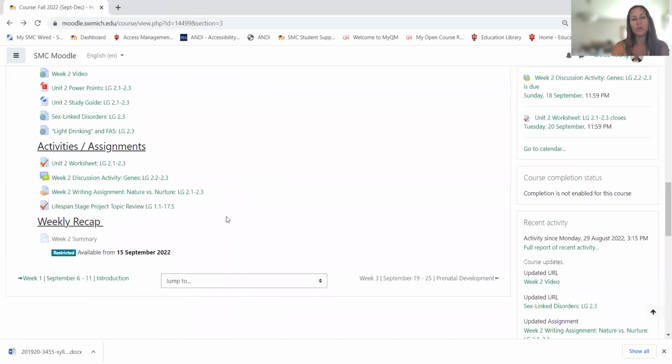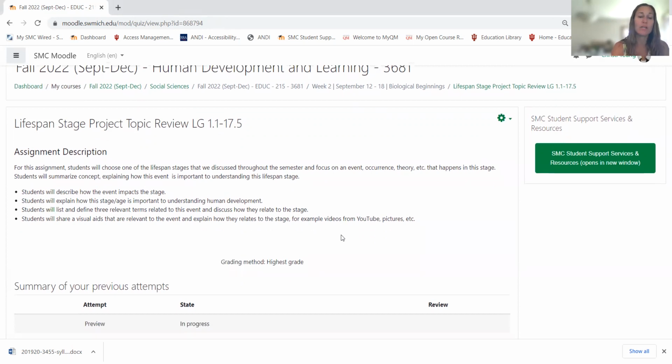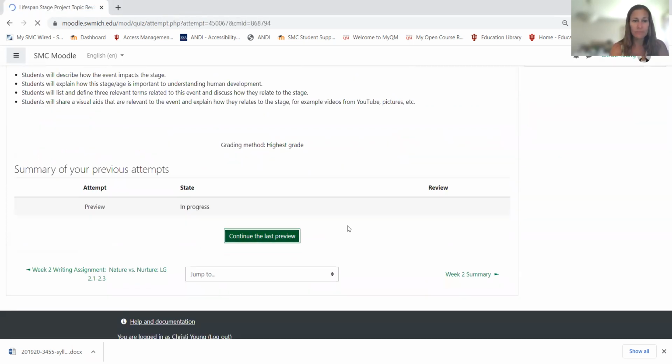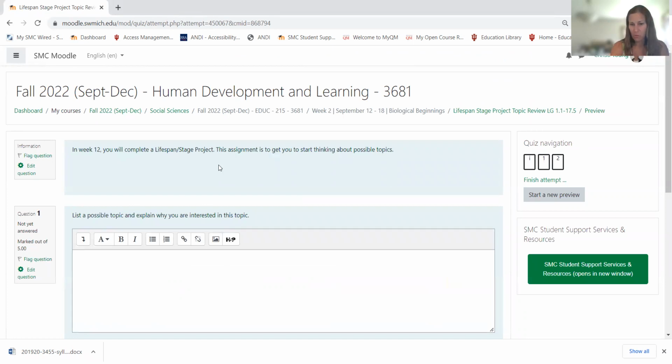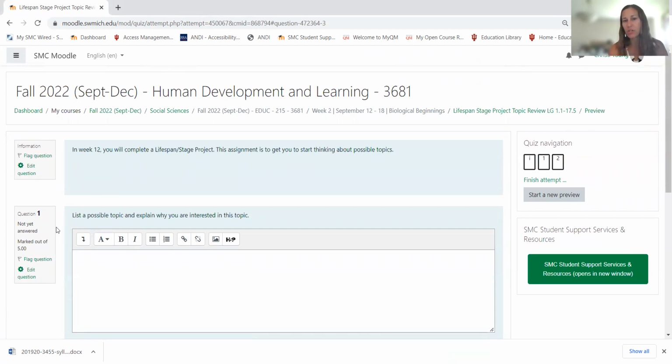And lastly, you will be doing in week 12 a lifespan stage project. And here is your first checkpoint. Your first checkpoint is where you are going to basically check in with topic ideas. Okay, so when you open this as a student, you're going to see the question, and then I want you to list and explain a possible topic, why you're interested in it. Okay, and the same question is true for number 2. So you've got 2 potential topics. That is what I'm looking for you to do.